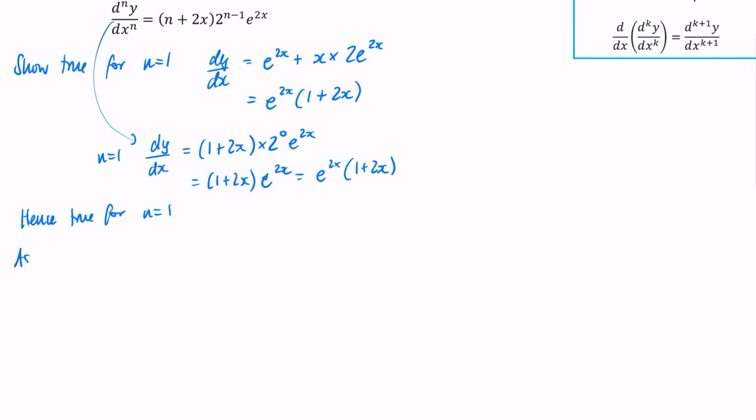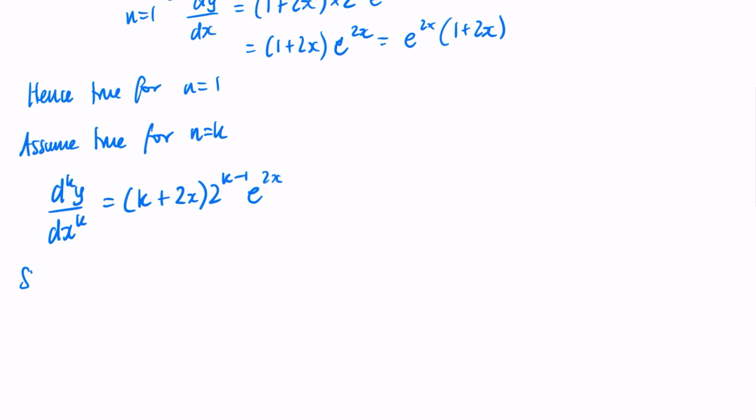Okay, so now what we will do is we will assume that it is true for n equals k. You know how we do this. So this means that for my assumption step, d^k y by dx^k, anywhere there's an n, it's going to be replaced with a k. So that's k plus 2x, 2 to the k minus 1, e to the 2x.